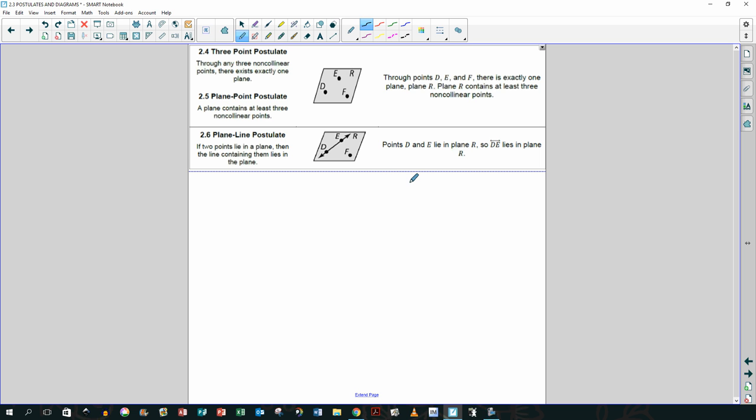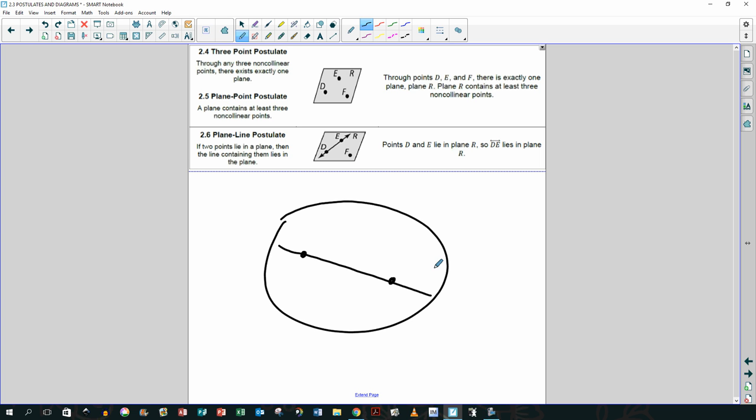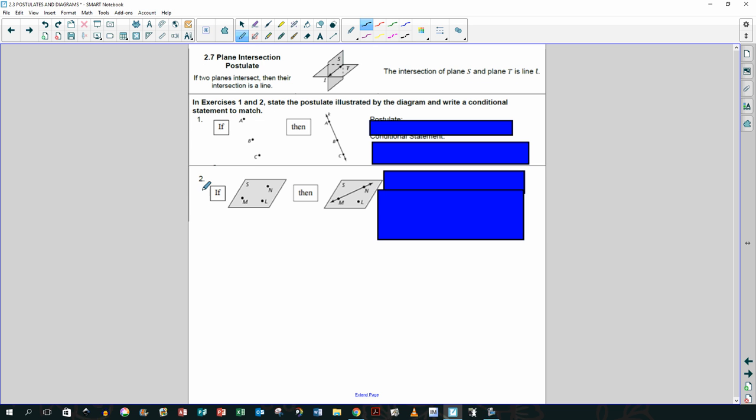Think of it like this. You have a plate. If there were 2 peas on my plate, then I can connect those 2 peas with a line, and that line is also on my plate. All right, so here, if 2 planes intersect, their intersection is a line. Think of where your ceiling and your wall meet. The corner is the line, so there's exactly one corner.